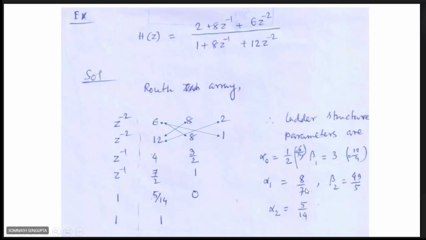Alpha 1 is 8 by 7. So how it is coming: this into this divided by this into this. So you can see how 8 by 7 is coming. For the next terms, the terms are in the next column.